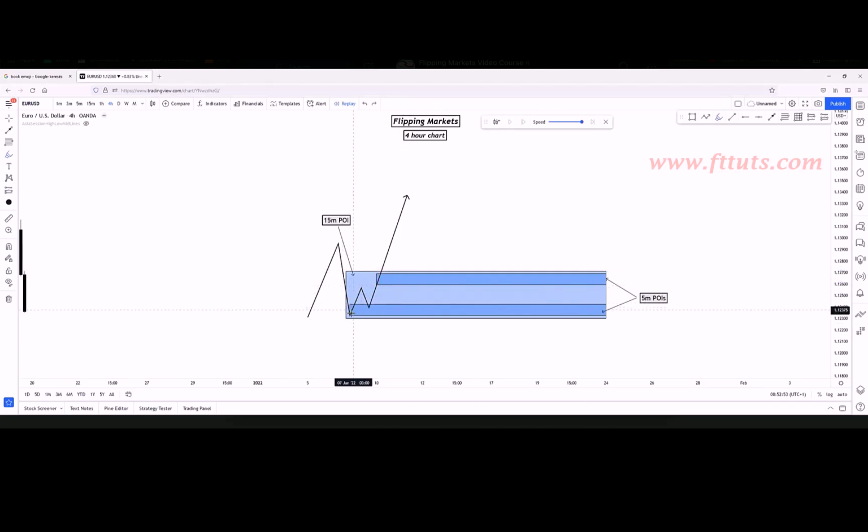The first one has been already mitigated by price. So this means you can safely use the upper one as the 5-minute refinement. But if price didn't mitigate the first one, so it has been left unmitigated, you can't use double zones. You will have to use the full 15-minute zone as your demand zone. So you can't refine it.